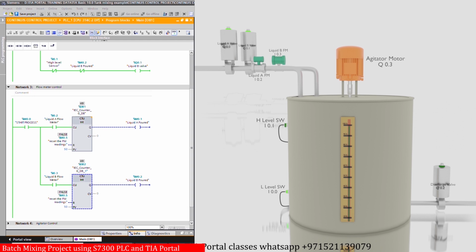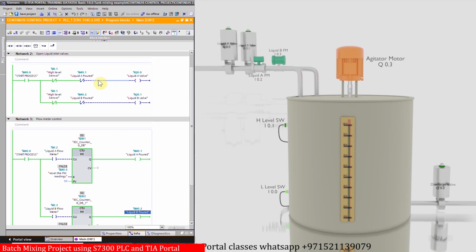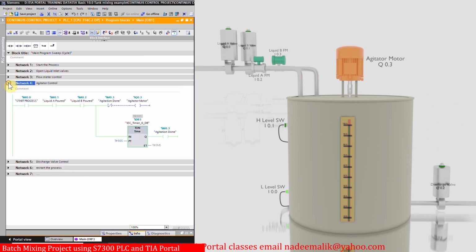Once the 50 liters of the liquid from both flow meters is measured by these counters, it will turn on the bits M0.1 and M0.2. And these bits have turned off the liquid A and liquid B valves output of the PLC Q0.0 and Q0.1. As the liquid from both valves is poured into the tank, it starts the agitator motor Q0.3.